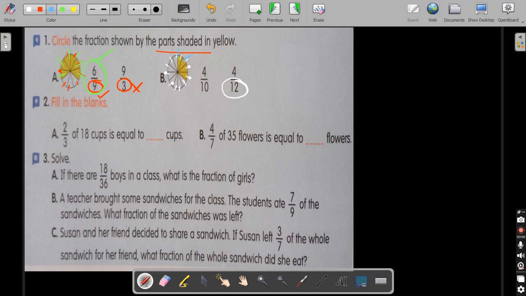That is blue color. 1, 2, 3, 4. So 4 by 12 is your answer. This is your answer. Hope you are getting the logic.